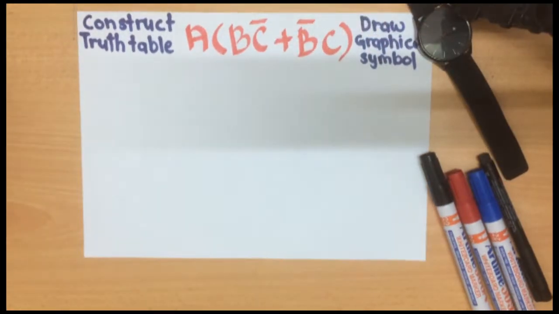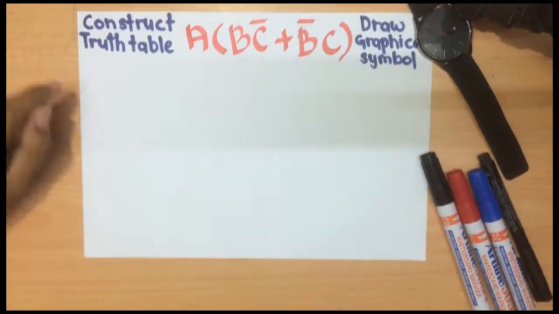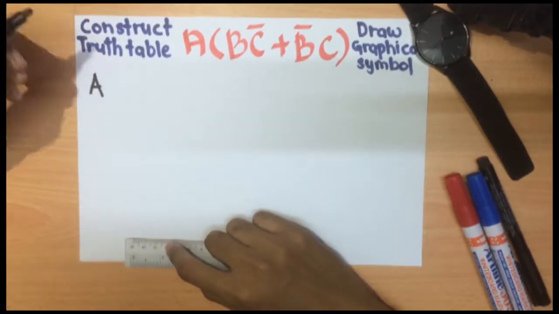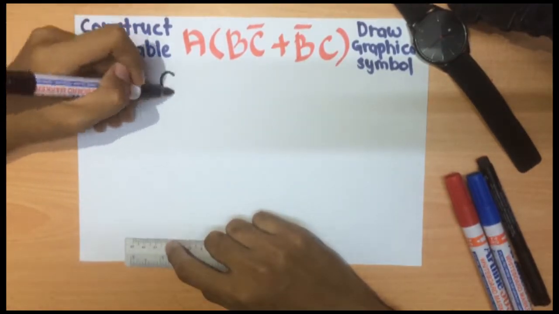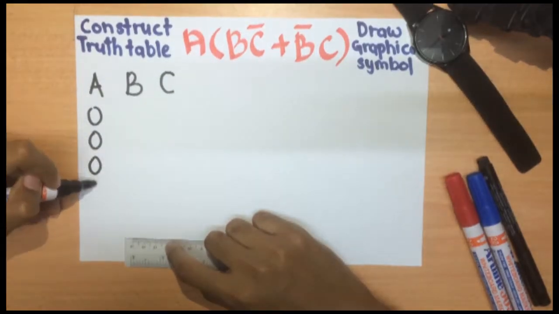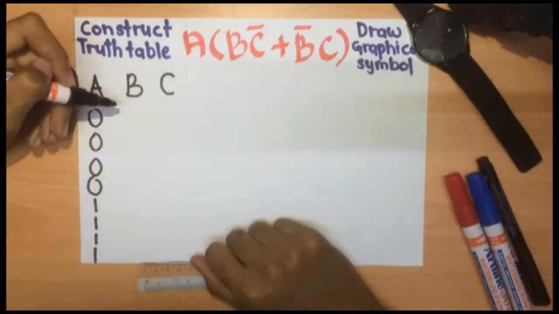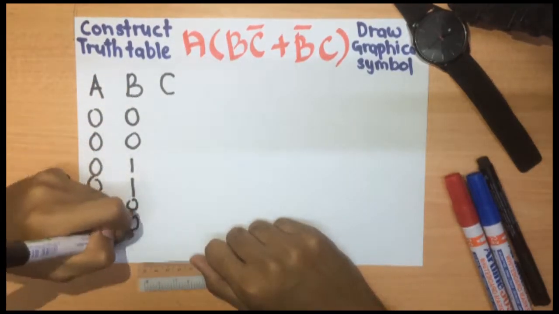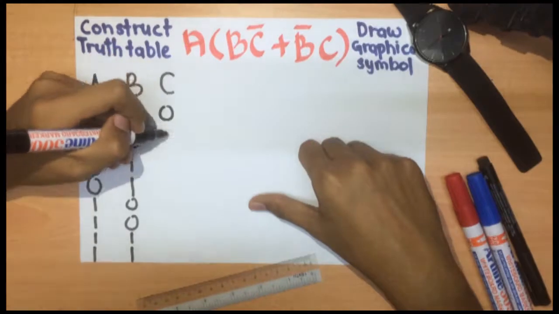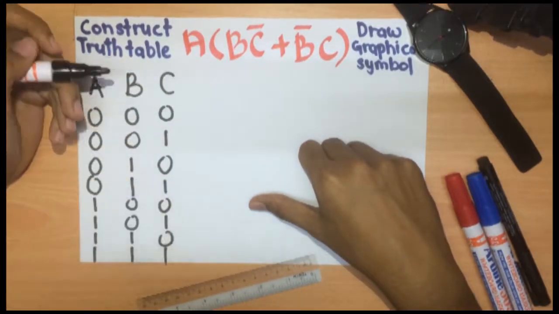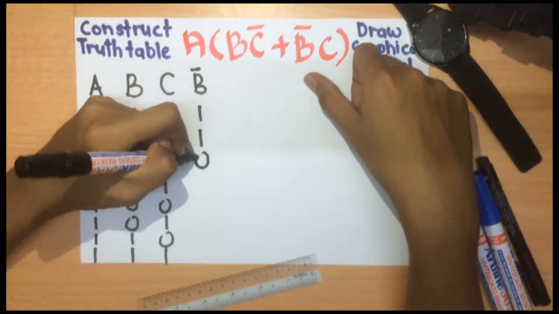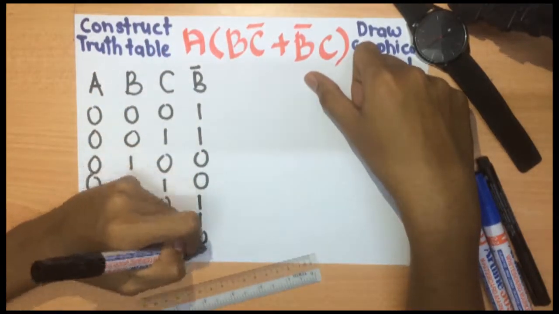Okay, let's try one question here. Construct the truth table and draw the graphical symbol of the following equation that is colored in red. First, write column A, B and C with 8 outcomes. Then make it one by one according to the equation. First, we make the not B column, then not C.